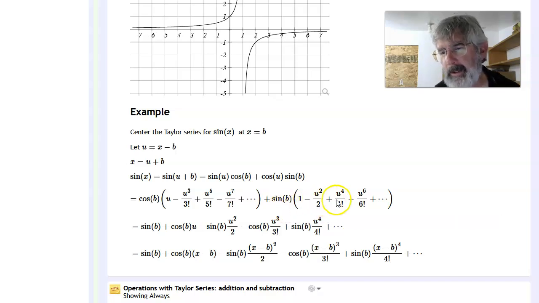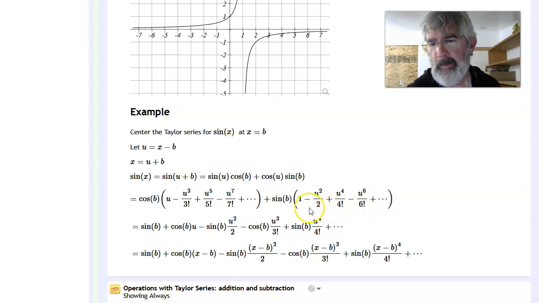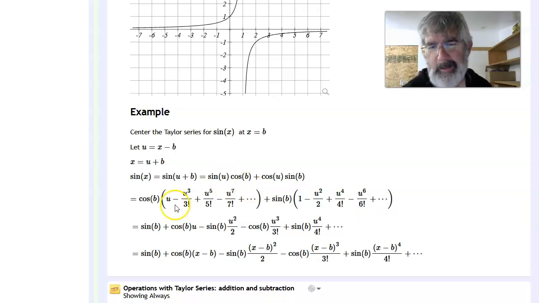And now here's the Maclaurin series for cosine. So 1 minus u squared over 2 factorial plus u to the 4th over 4 factorial minus u to the 6th over 6 factorial plus, and so on. I can then distribute the cosine b into this first set of parentheses and the sine b into this other one.